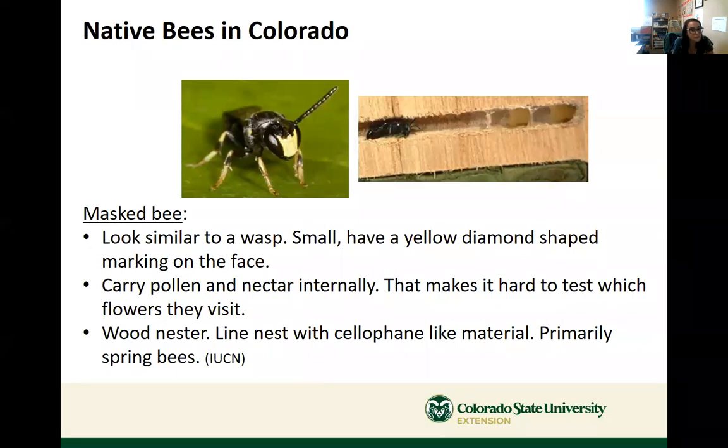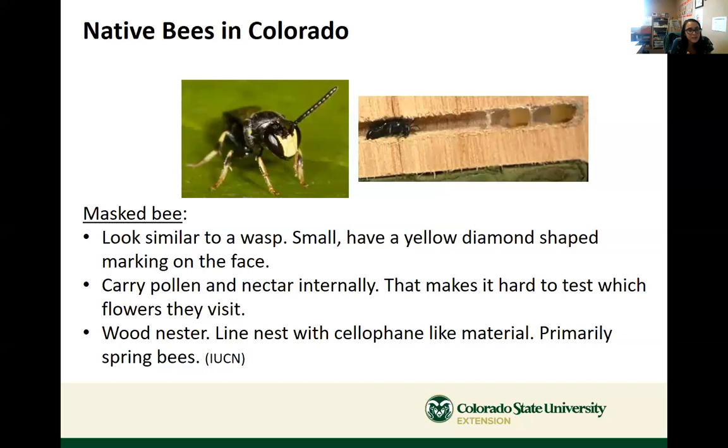The masked bee looks similar to a wasp, so be careful. You can see it's kind of black and has that face that just looks real wasp-like, but this actually is a bee. They're very small. They have that yellow diamond-shaped marking on their face.